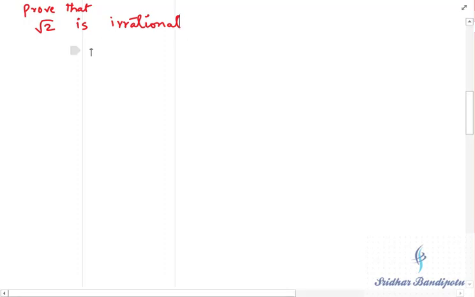Okay, so this one we are going to solve using the method of contradiction. First of all, I will assume root 2 is a rational number. Then I will simplify this problem, and later I will get some contradiction statement. So then I will realize that whatever we assumed at the beginning was wrong.